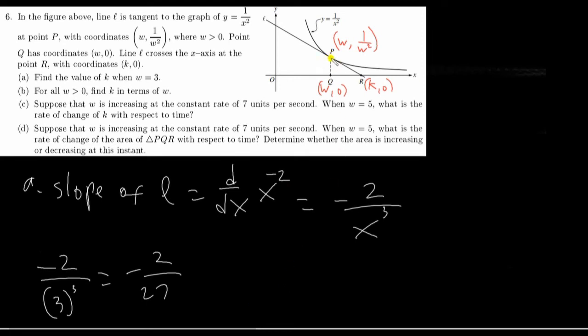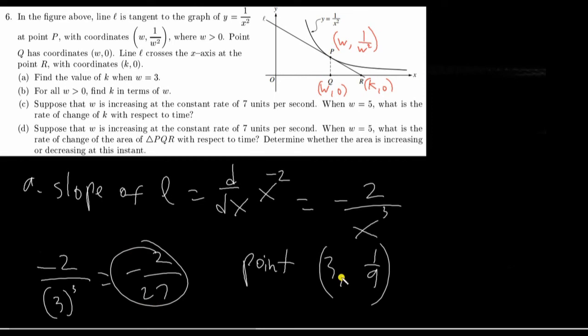Well, we have this point here. We have w comma 0, and we have this point here, w comma 1 over w squared, right? So since w is 3, this point P is 3 comma 1 over 9. We have point 3 comma 1 over 9, and that point is on line L. So we have the slope of line L here. We have one of the points on line L, and I think we can use that to find k.